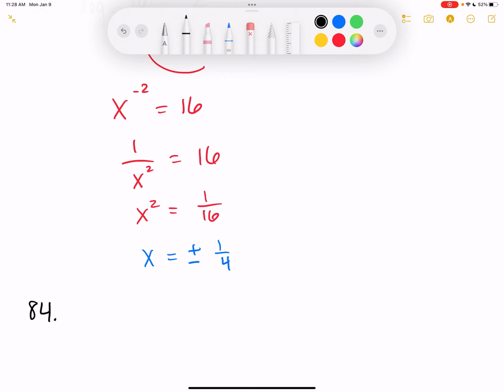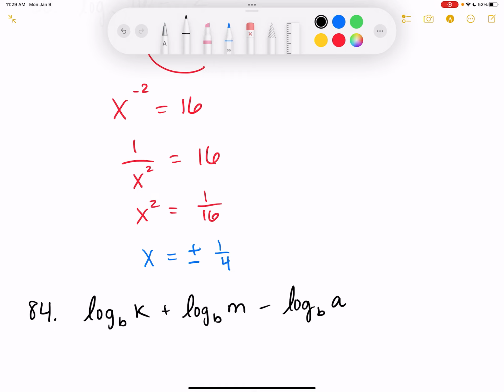Number 84, we have log base b of k plus log base b of m minus log base b of a. So our rule said that a log of a product is equal to the sum of the logs. That's also reversed: the sum of the logs is equal to the log of the product. And the log of a quotient is equal to the difference of logs. The reverse of that is also true.